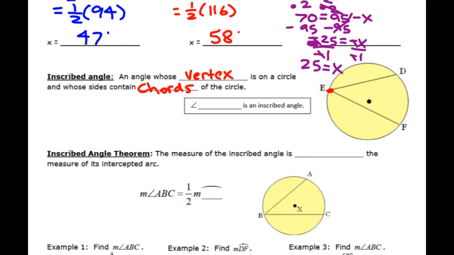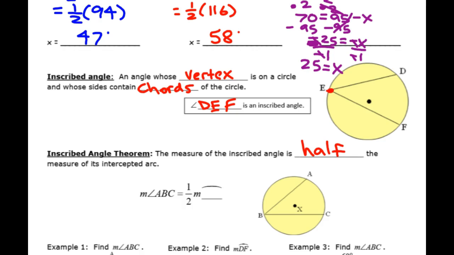Now let's name that angle. What is the name of this angle? Angle DEF is an inscribed angle. Okay? So, what do we do for inscribed angles? It says the measure of the inscribed angle is 1/2. That's it. The inscribed angle on the edge is 1/2 of the arc that it intercepts.